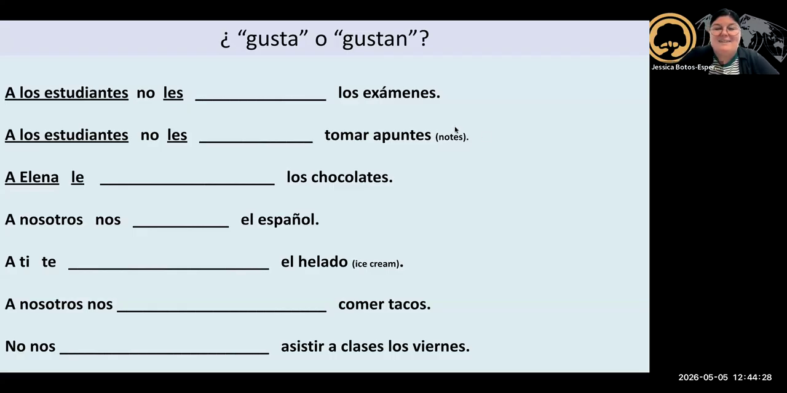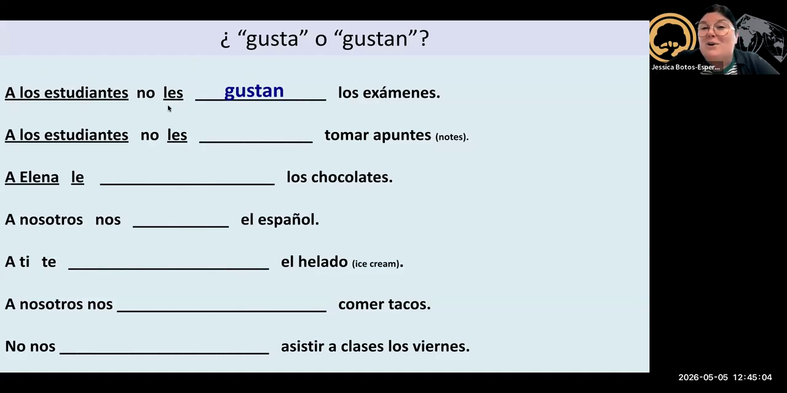All right, let's see how we did. A los estudiantes no les gustan los exámenes. So here we chose gustan because los exámenes es plural. You'll notice that I have underlined a los estudiantes and les. Remember that les and gustan are both required pieces to form the verb gustar. However, the a plus person part is optional.